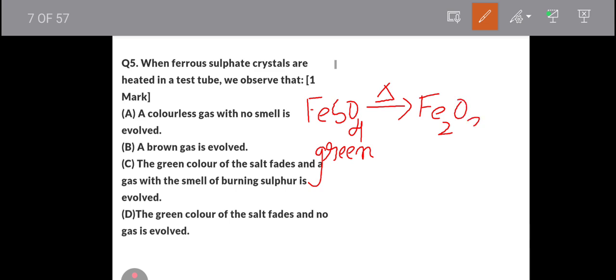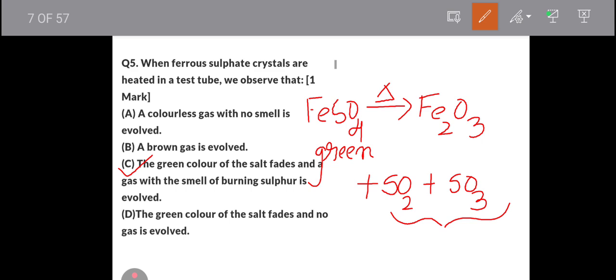Fe2O3. This is somewhat brown in color. Along with that, two gases, that is SO2, sulfur dioxide, and SO3, sulfur trioxide gases, are produced. These two gases have the smell of burning sulfur. So our correct option is option C. The green color of the salt fades and gas with the smell of burning sulfur is evolved.